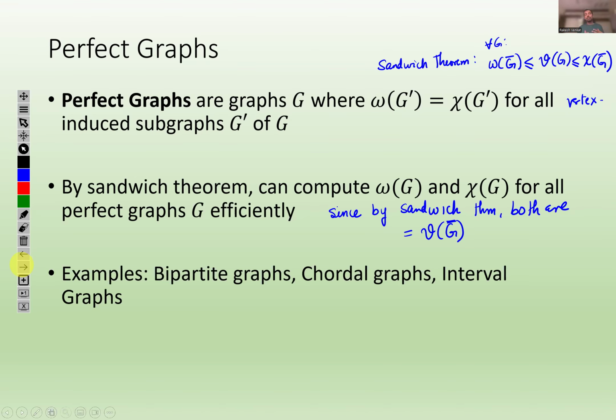And examples of perfect graphs are bipartite graphs, chordal graphs, and interval graphs, which are commonly known classes of graphs. Okay. So perfect graphs have got one good thing, that is you can compute these quantities, which are typically hard to compute on other graphs. On perfect graphs, you can compute it efficiently.